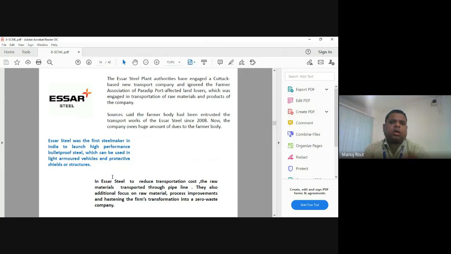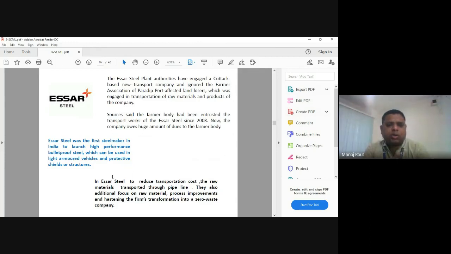After commissioning of that particular organization in places like Paradip, they engaged Cuttack-based new transport companies, the Farmer Association of Paradip, and port-affected land losers, who were engaged in transportation.